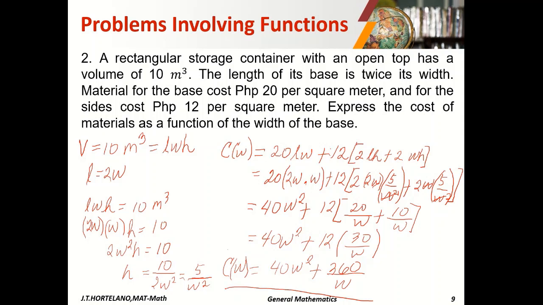Now, since this is a real life application, we always set that the width must be greater than 0. Kasi wala namang width ng rectangular storage na negative. Okay? So, let us always include the condition. So, the cost of materials as a function of the width of the base is 40 W squared plus 360 over W, where W is greater than 0.